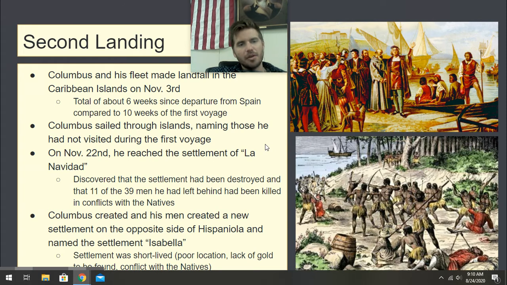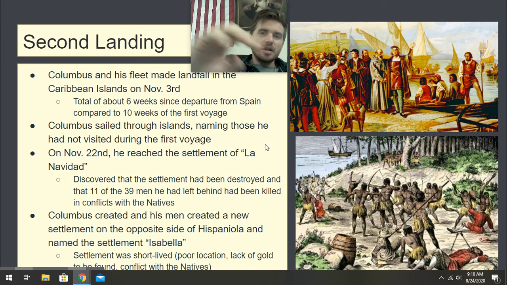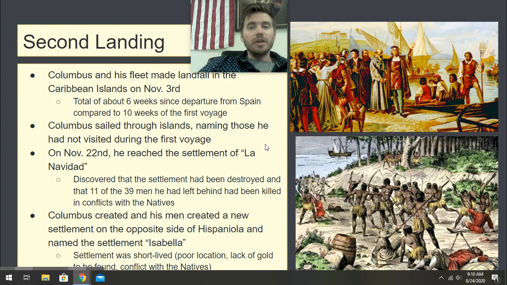Columbus and his fleet made landfall in the Caribbean islands on November 3rd. So the second voyage takes about a total of 6 weeks since their departure from Cadiz, Spain, to the Canary Islands to, again, the New World. But again, they think that they're going to the Indies. This is compared with the 10 weeks it took in the original journey. First time it took them 10 weeks to go from Cadiz, Canary Islands, to, again, the New World. So we see this is actually a very quick voyage, very fast. That can probably be attributed to navigational skills.